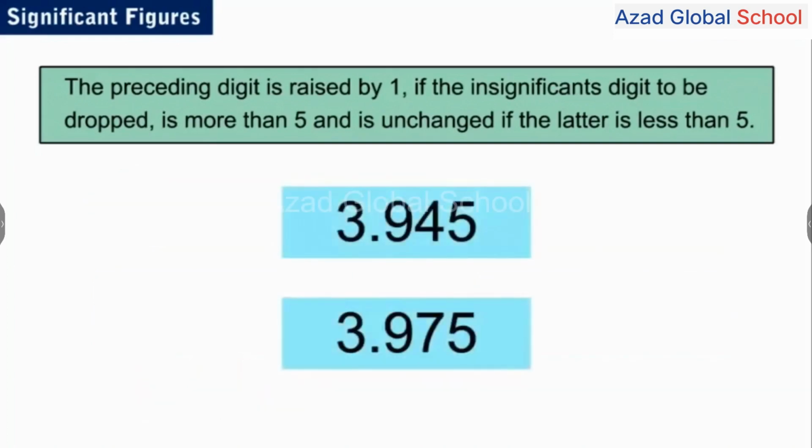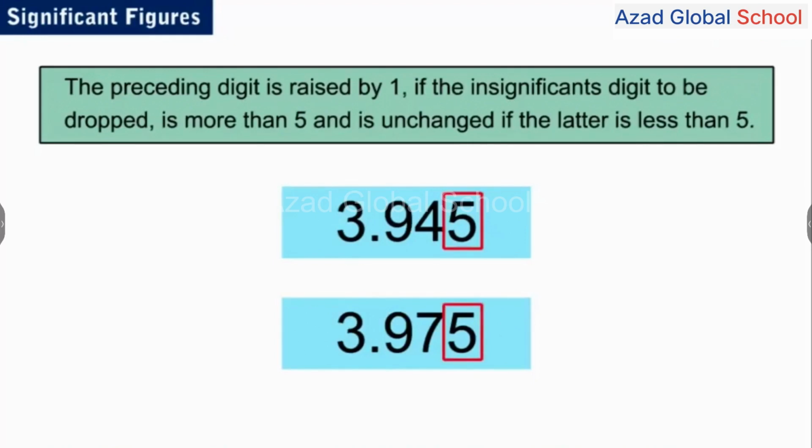Now, consider two numbers, 3.945 and 3.975. Let us round them off to 3 significant digits. In this case, the insignificant digit to be dropped is neither greater than nor less than, but is equal to 5 in both the given numbers.